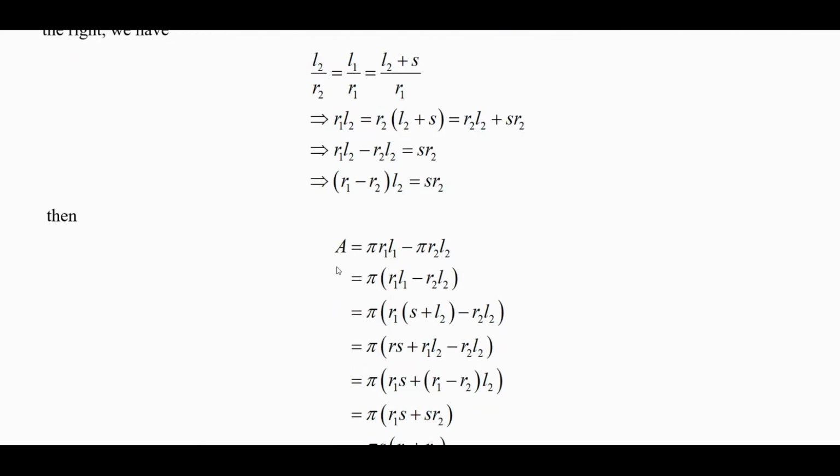All right, so what's our area? Now, our area is pi R1 L1 minus pi R2 L2. Factor the pi out, and we get R1 L1 minus R2 L2. L1 is the longer one, so that's S plus L2. Distribute the R1. Well, yeah, this is R1 S plus R1 L2 minus R2 L2. That should have a sub 1 right there. Let's fix that.